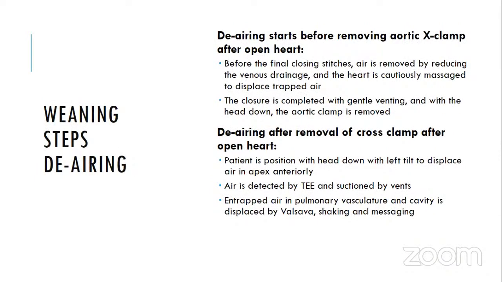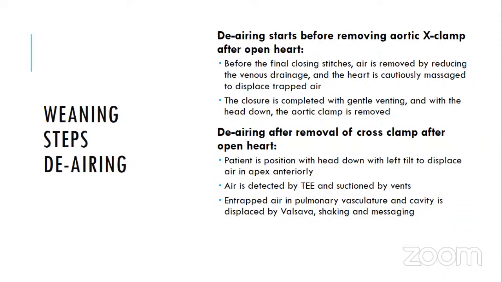De-airing starts before removing the aortic cross clamp after open heart surgery. Before the final closing stitch, air is removed by reducing the venous drainage, and the heart is continuously massaged to displace the trapped air. The closure is completed with gentle venting with the head down, and the aortic clamp is removed.